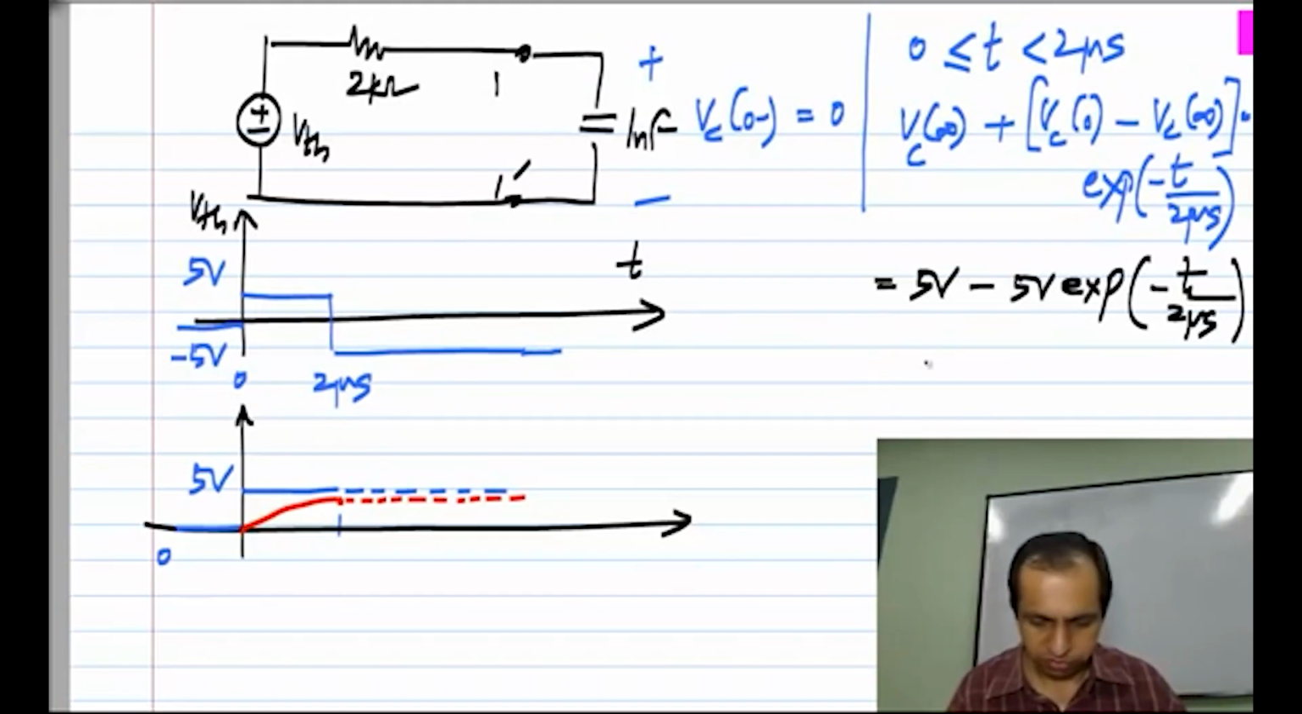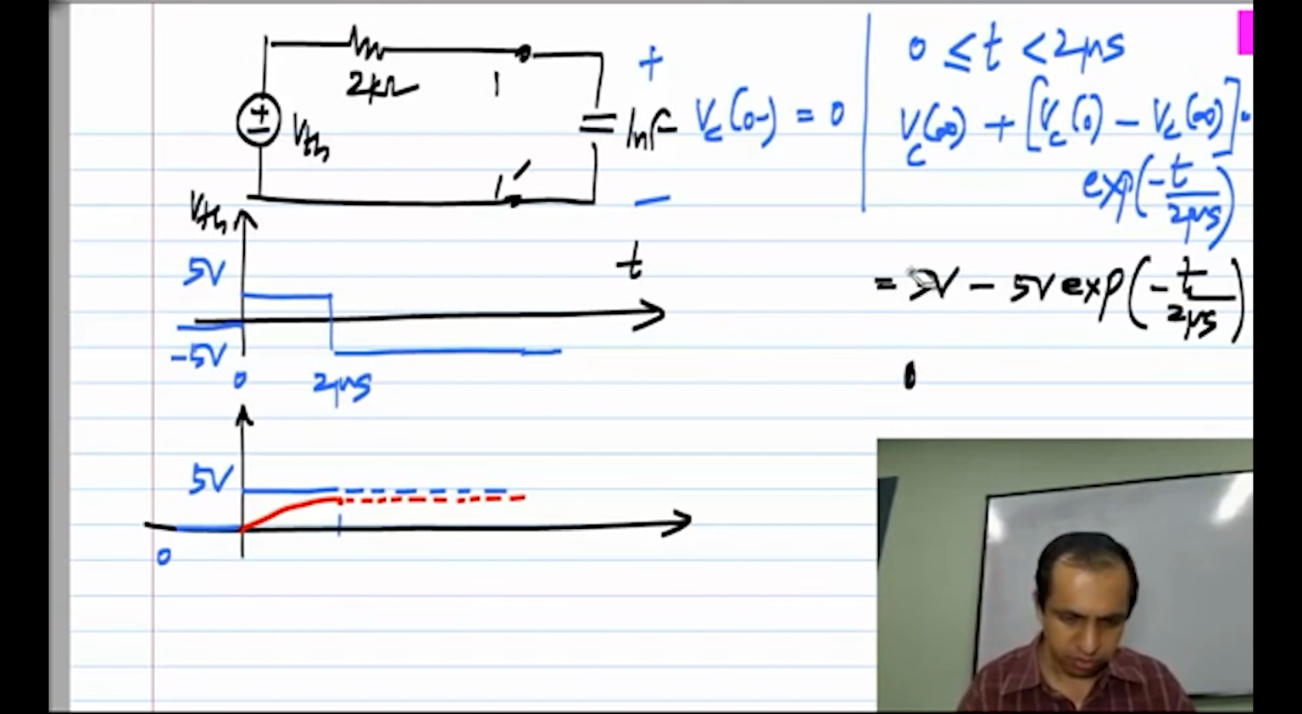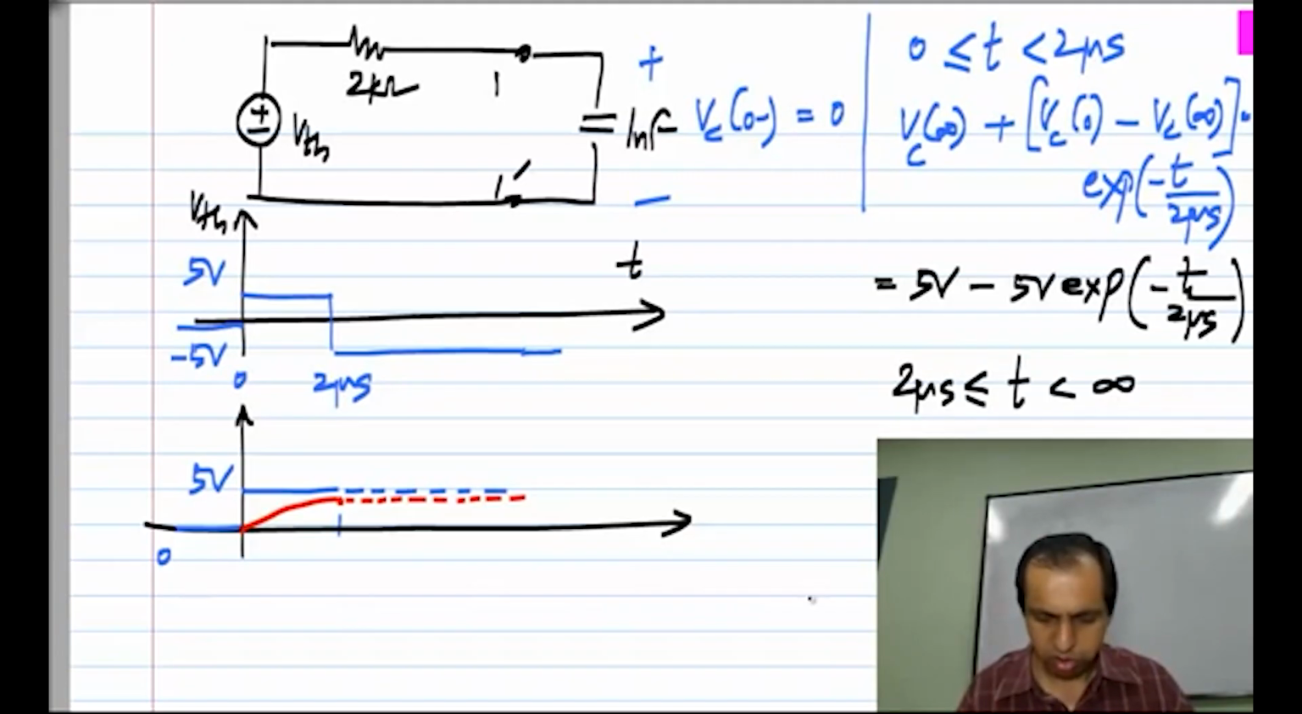Okay, so for the following time period, 2 microsecond to infinity, because we have no other changes till infinity, this will be valid, and this is a different step response. And as far as this step is concerned, the input is going to minus 5 volts, and at t equals infinity the capacitor will be an open, so whatever Vth is, that will be the value of Vc. So as far as the second step is concerned, Vc of infinity is minus 5 volts.